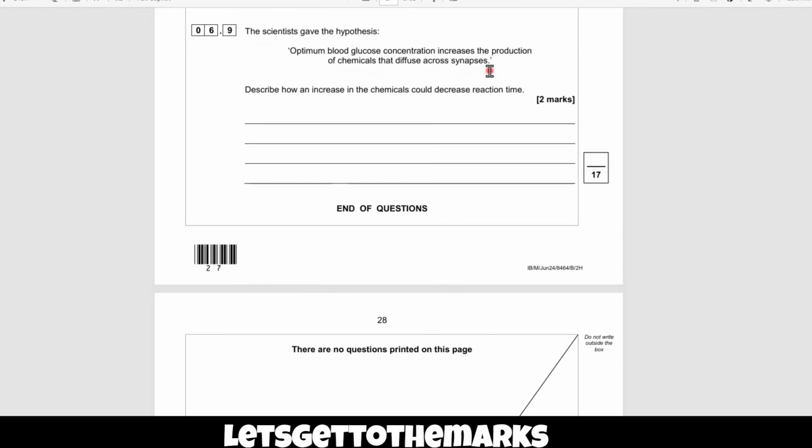6.9. The scientists gave the hypothesis: optimum blood glucose concentration increases the production of chemicals that diffuse across the synapses. Describe how an increase in chemicals could decrease reaction time. So, optimum blood glucose increases production of the chemicals that diffuse across the synapse. More neurotransmitter. We can just call these chemicals.